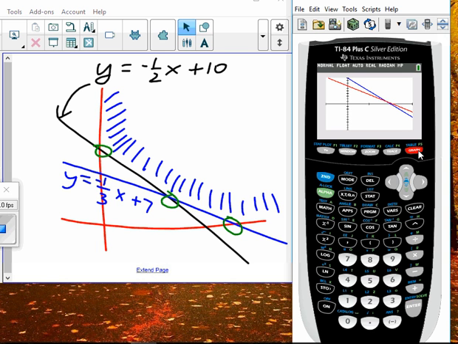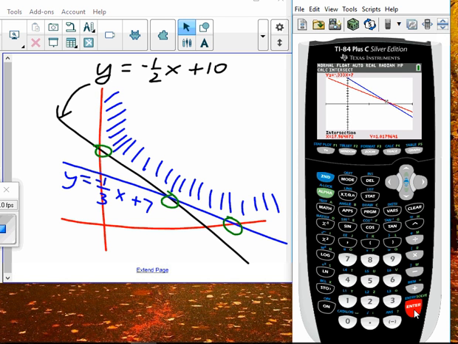Okay. And now I go to second, calculate, intersect. And that's the fifth option there. And I wish it just jumped right to it. I really do. But all you have to do, if you've only put in two equations, is hit enter, enter, enter, and it'll jump to the answer. It's asking first curve, yes, you're on the first line. Second curve, yes, you're on the second line. And then it asks guess. You don't even have to do this, but you can if you want to. Move over closer and then hit enter. And boom, there it is.